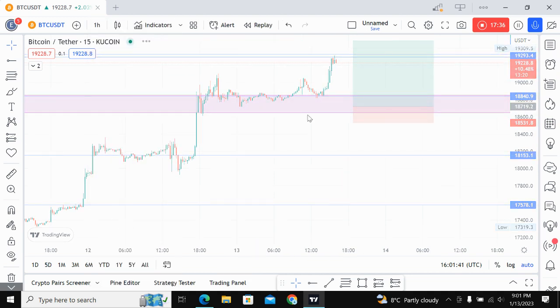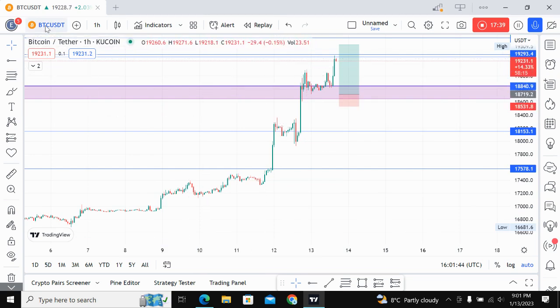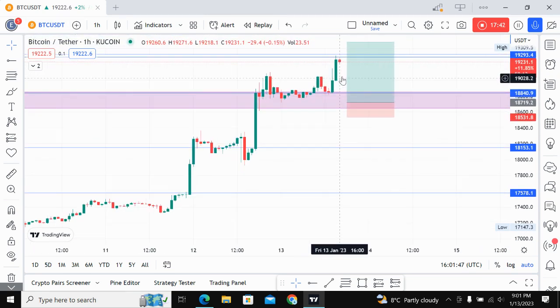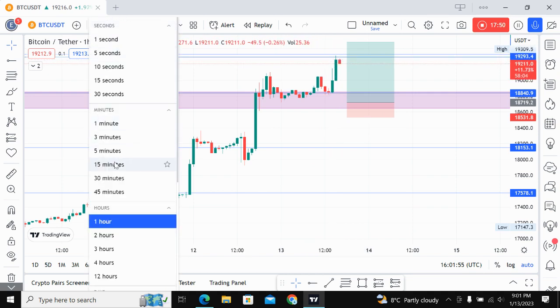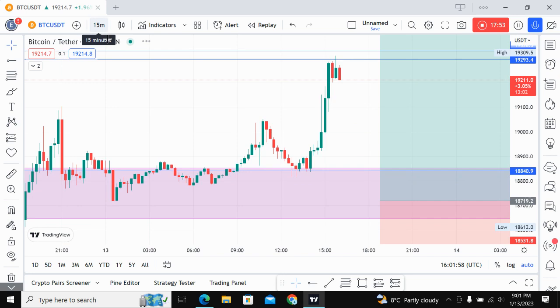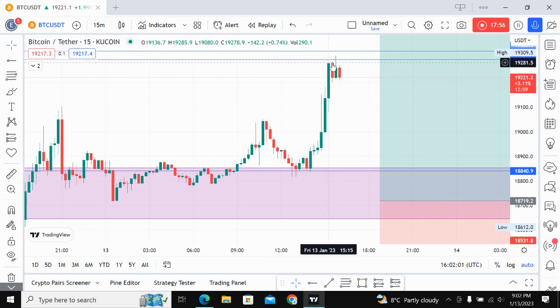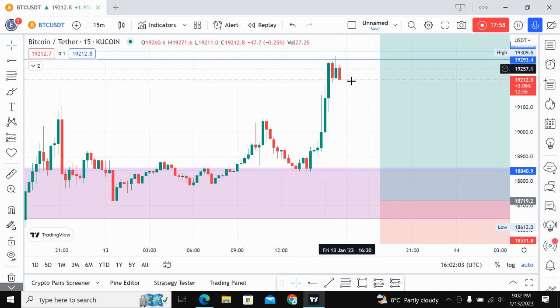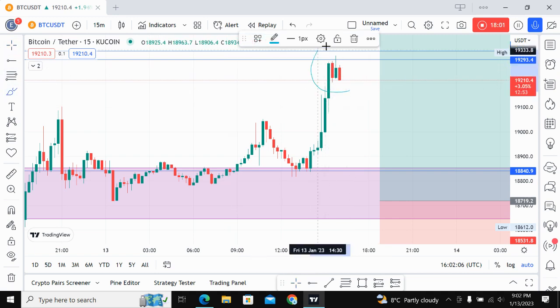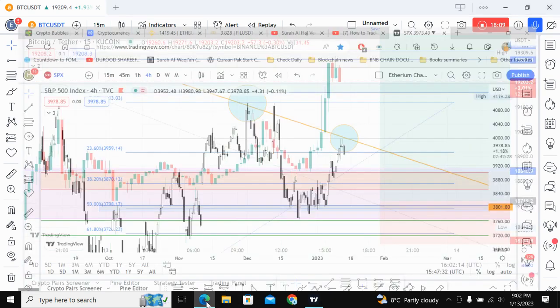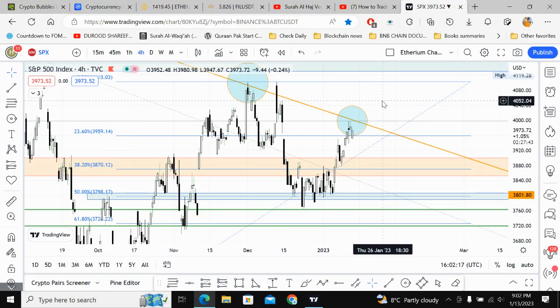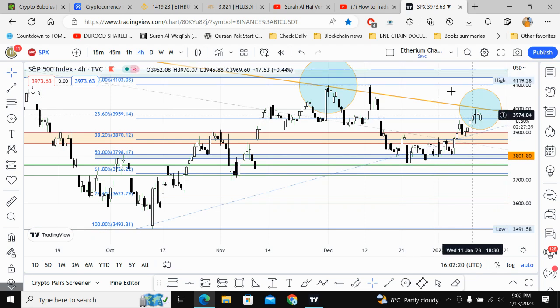Okay, so another thing. Bitcoin is taking a retracement in the 1 hour time frame. To cross verify this, you should move to the 15-minute time frame or 5 minute. Okay, so it is getting rejection. So let's see what happens. But I would not trade this because this is not a good time to trade, as the stock market SPX is again at a resistance area.